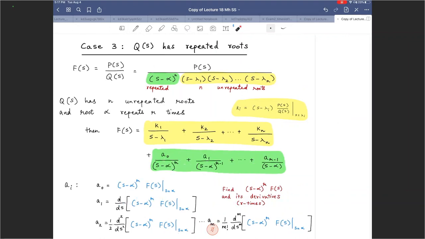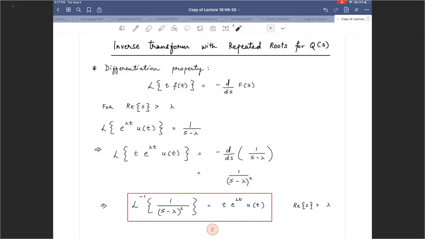All right, let's talk about how you find the inverse transform with repeated roots for Q of s. So here we are going to try to use the differentiation property, which is that differentiation in the s domain is going to be equivalent to multiplying in the time domain by t. That's the property of derivatives that we have looked at earlier. So when you differentiate in the s domain, you multiply by t in the time domain.